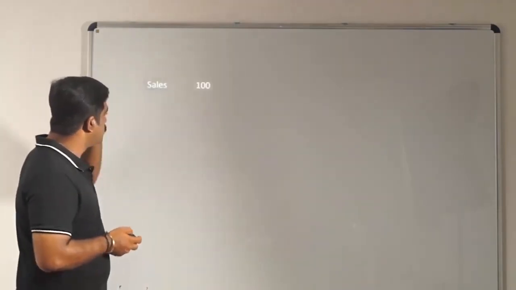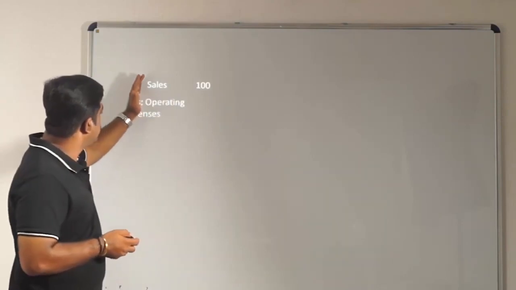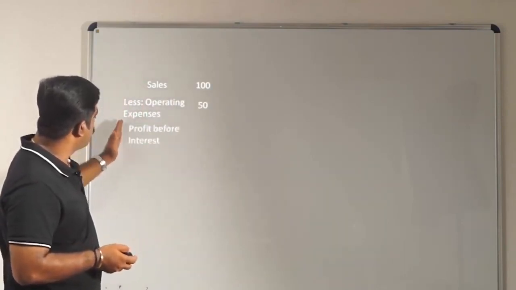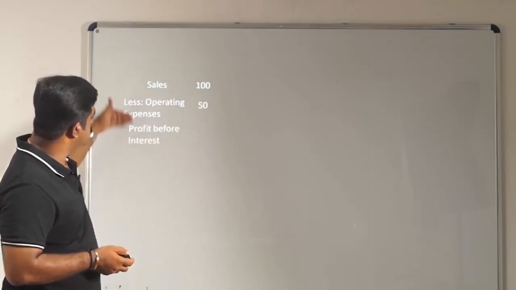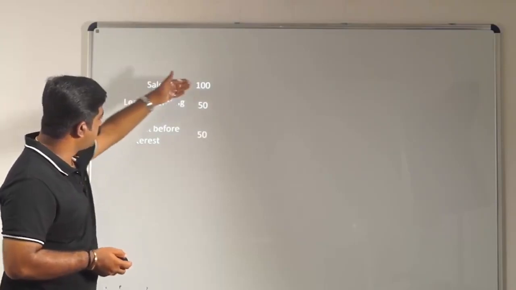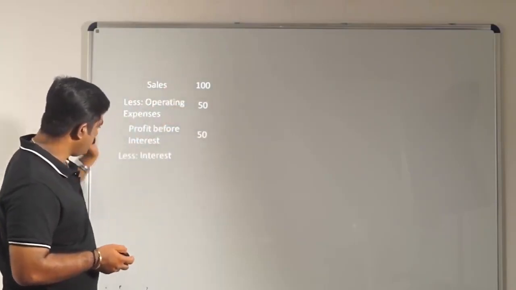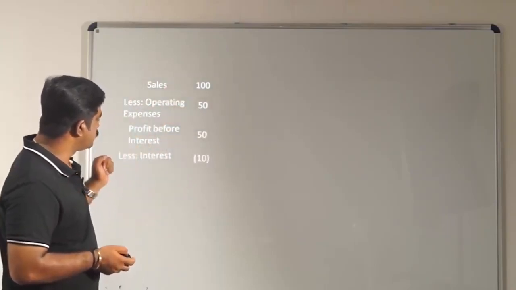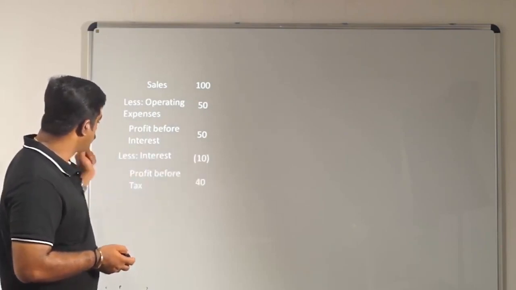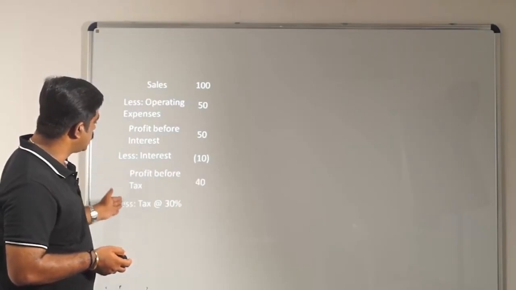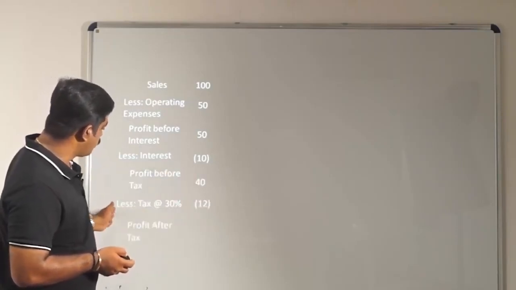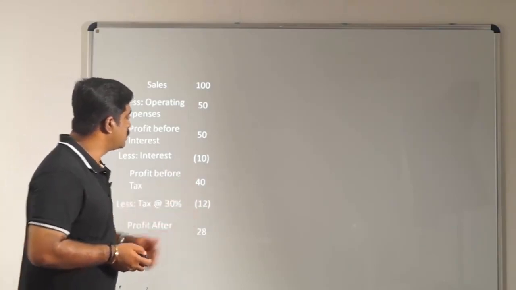Now here we have some numbers. Let's see. Sales 100 less operating expenses of 50. Then we have profit before interest, because this operating expense does not include interest, so it is 100 minus 50, 50, less interest. Let's say interest is 10, so profit before tax is 40. Let's say tax is 30%, so 40 into 30% we have 12. So profit after tax is 40 minus 12, that is 28.